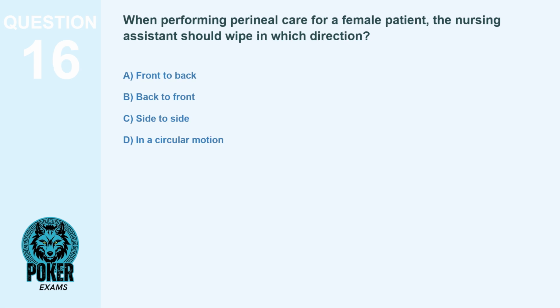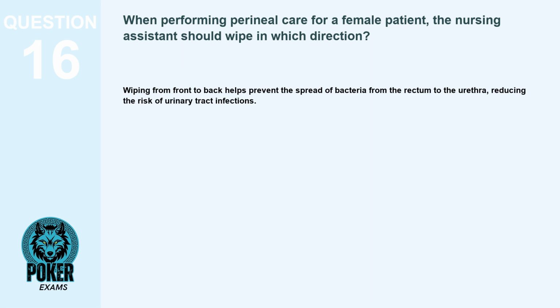Question 16. When performing perineal care for a female patient, the nursing assistant should wipe in which direction? Front to back. Back to front. Side to side. In a circular motion. Wiping from front to back helps prevent the spread of bacteria from the rectum to the urethra, reducing the risk of urinary tract infections.